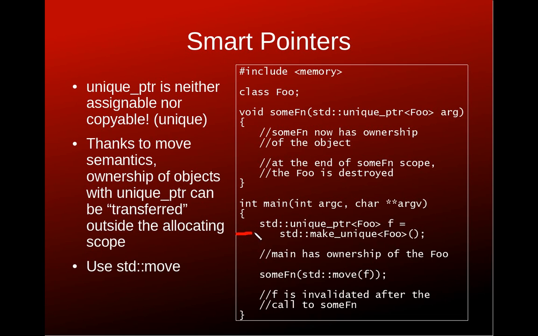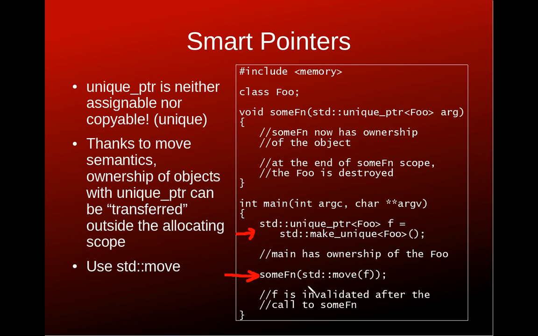So we are creating a new unique pointer here at the beginning of main. So after this make_unique, main has ownership of the foo object. Okay, it's in the scope of main. So then we call sum_fn, and we give it the unique pointer that we created up here. We cannot give it that unique pointer directly, because then it would try to copy construct arg with that unique pointer. And the copy constructor of unique pointer is deleted, so that would give us a compiler error.